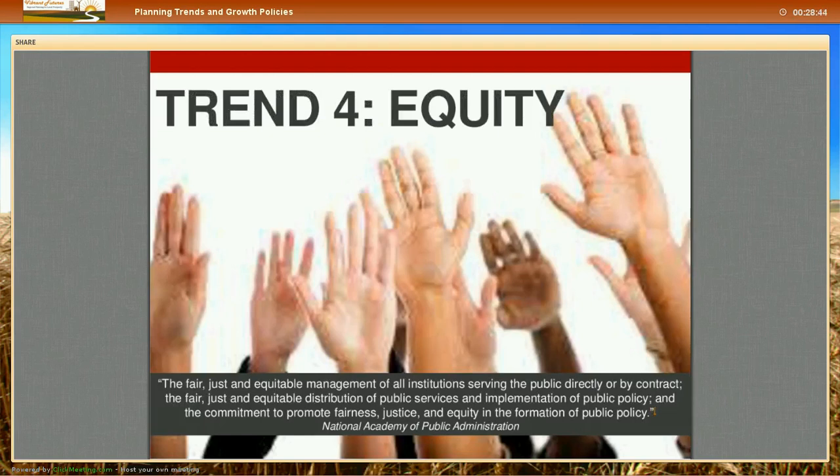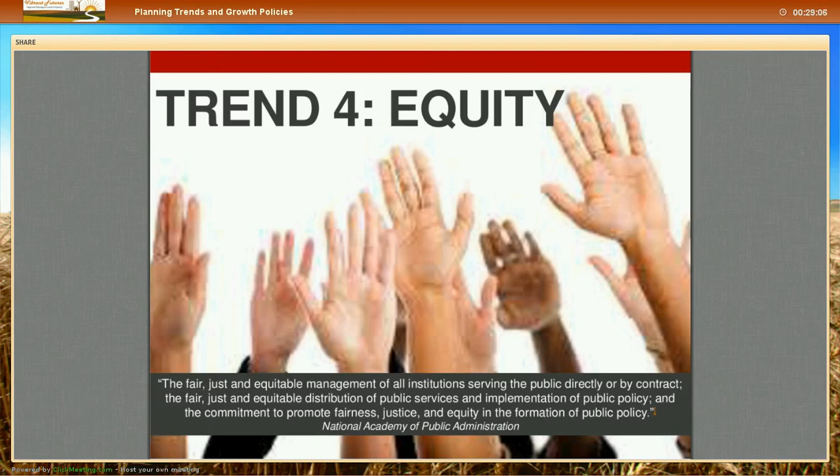The final trend in this presentation deals with the issue of equity. This is a term that means different things to different people depending on the context. For purposes of this presentation, we're referring to the definition from the National Academy of Public Administration. That's located at the bottom of this slide. But this definition emphasizes fairness and justice.